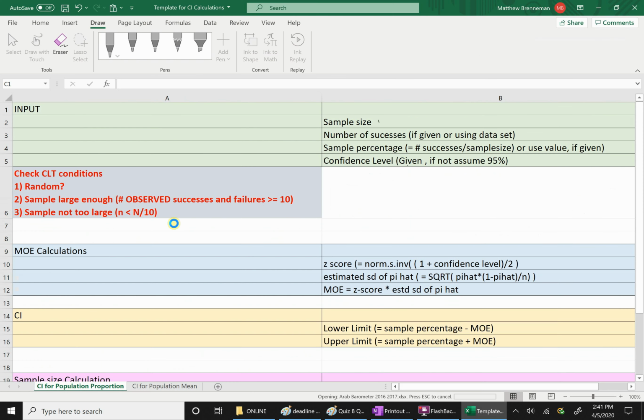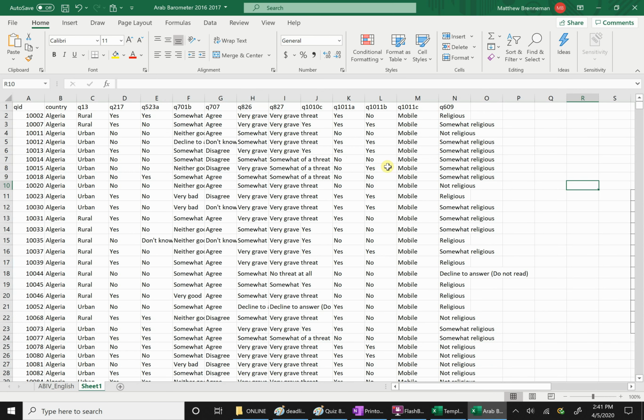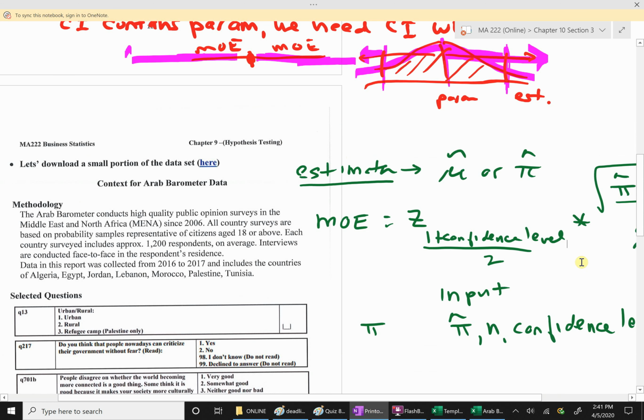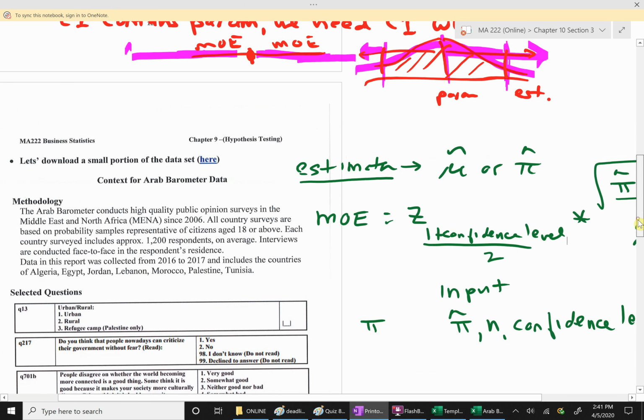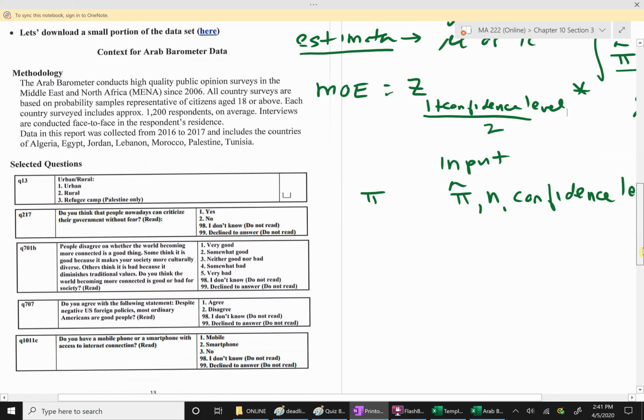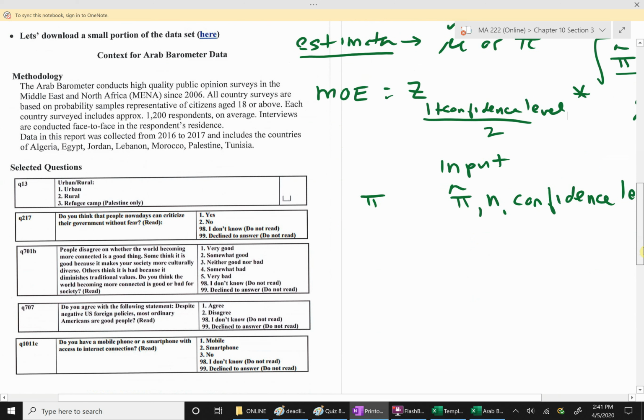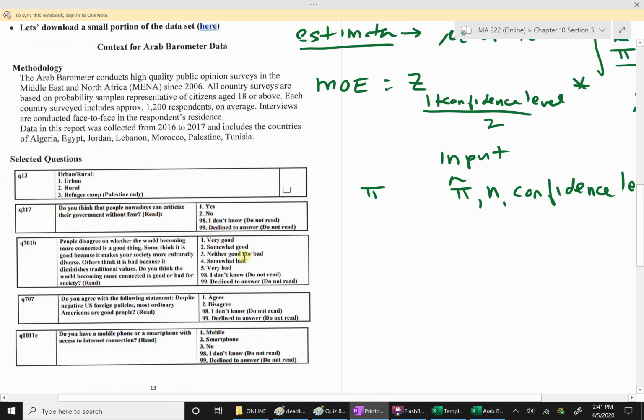And this is a fascinating data set. Although it's not a formal census, this is a data set that a number of large universities collect. It's quite comprehensive. And I'm going to go back and look at some of the questions that they ask. And this is only a very small snippet. So one of the questions they ask is, do you think that people can criticize the government without fear? This is question 217. Yes, no, I don't know, decline to answer.